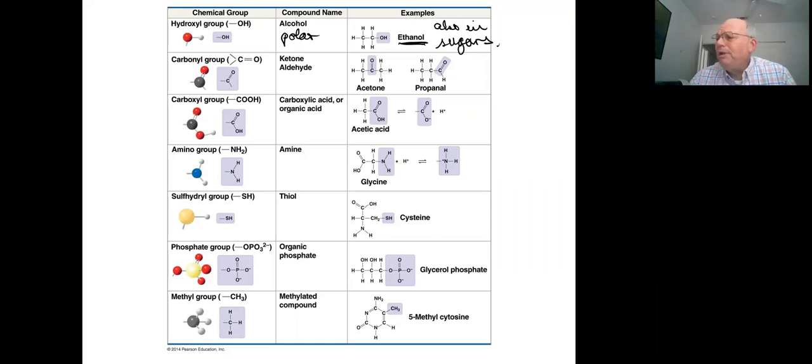The carbonyl group is the oxygen double bonded to the carbon. It can be in one of two forms. It can be terminal, in which case it is an aldehyde. It can be within the molecule, in which case it is a ketone. So the aldehyde is terminal. It's at the end of the chain. Whereas in the ketone, it's somewhere inside the chain. It is also polar.